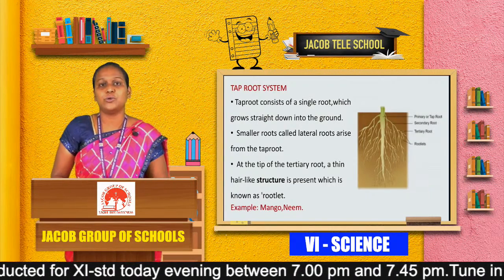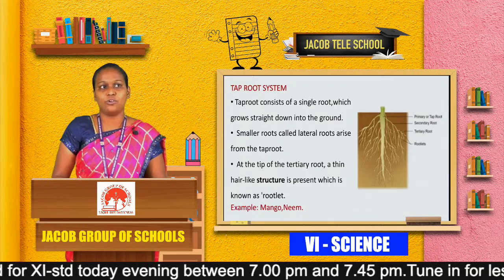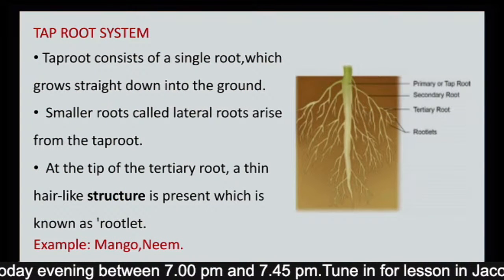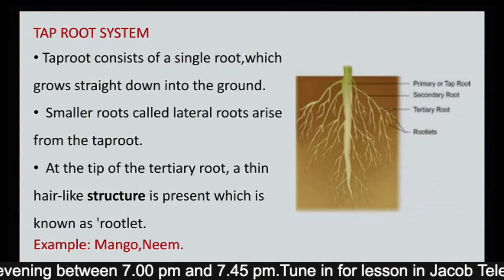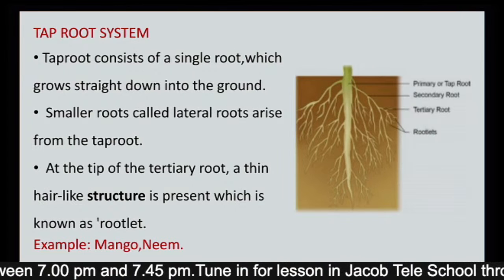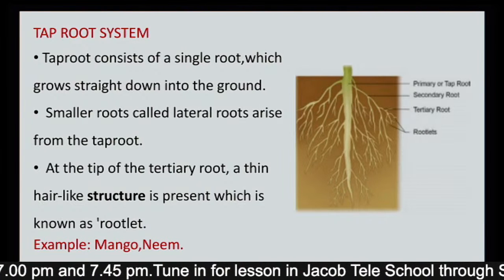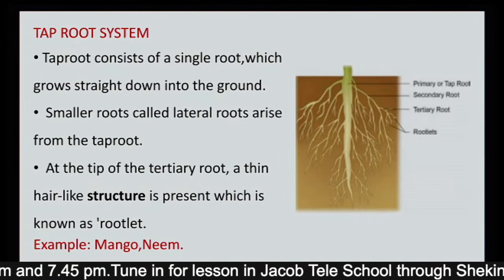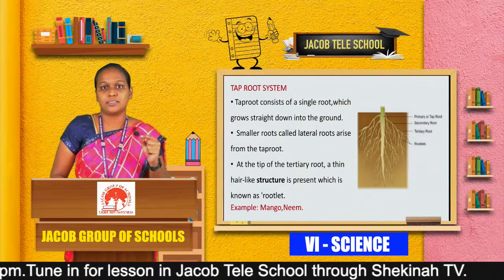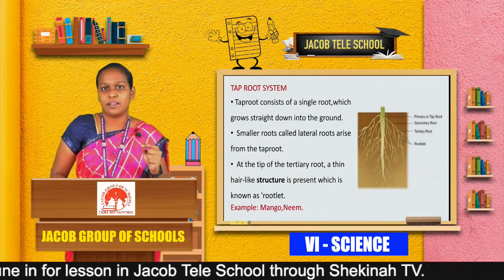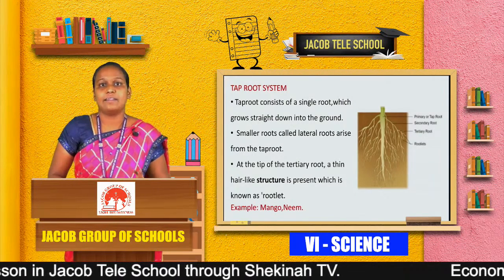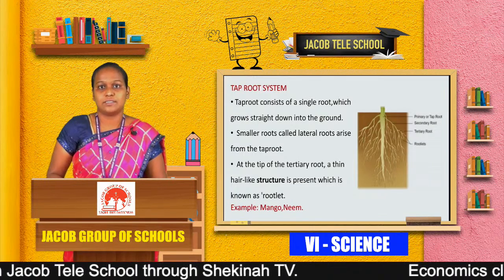And to repeat, taproot consists of a single root which grows straight down into the ground, and it is otherwise called the primary root. From the primary root, smaller roots arise, called lateral roots, otherwise called secondary roots. Then from the secondary roots, smaller roots arise, called tertiary roots. At the tip of the tertiary root, a thin hair-like structure is present, called rootlets. Mango and neem are examples for the taproot system.